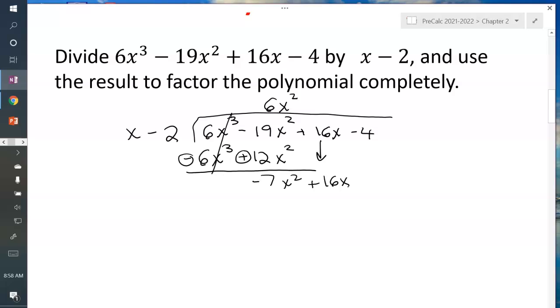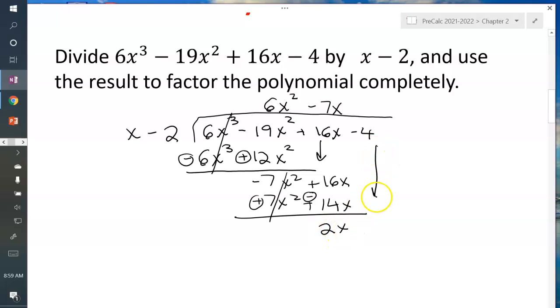How many times does x go into negative 7x squared? And the answer is negative 7x. Multiply. Negative 7x squared plus 14x. Change your signs so that you can subtract. Those cancel out. 2x. Bring down negative 4. How many times does x go into 2x? It goes in twice. So plus 2. 2x minus 4. Change your signs. Remainder 0. All right, so we know that x minus 2 is a factor.